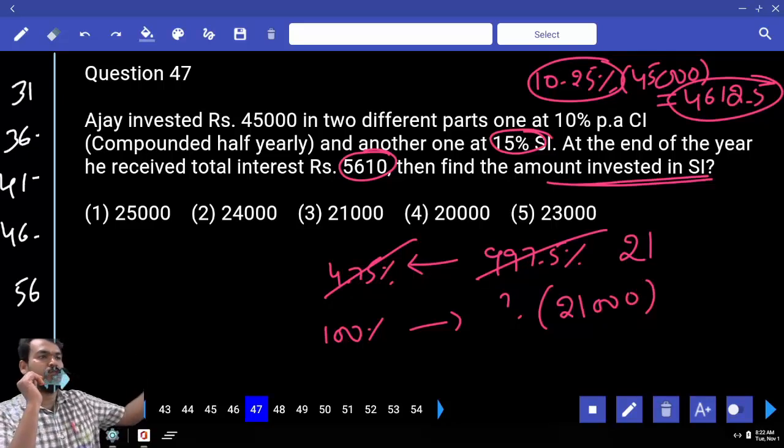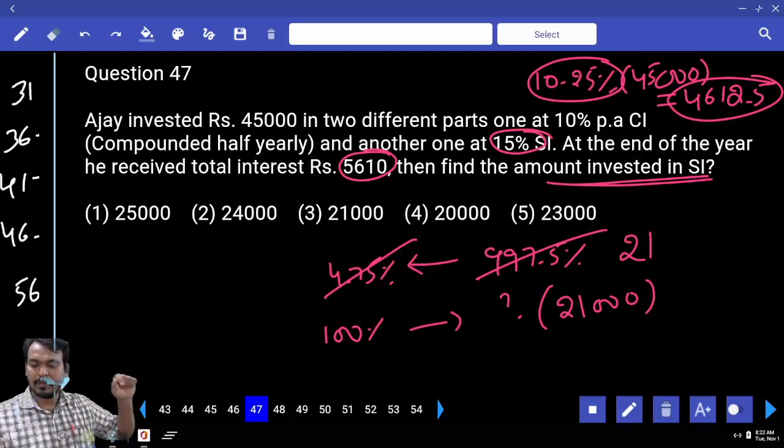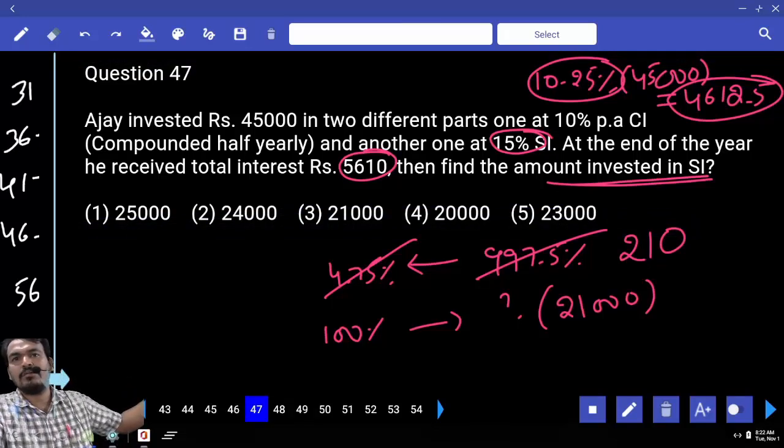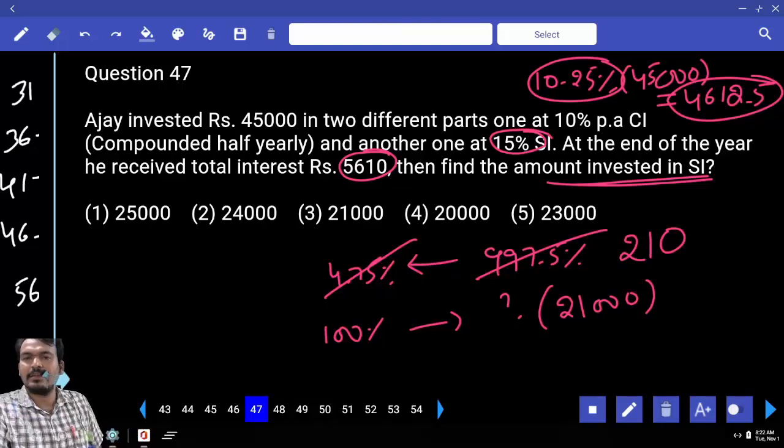Actually, the left hand side is 4.75 and the right hand side is 997.5, which means it is 210. Left hand side, how many digits after the decimal? 2 digits. But the right hand side has only 1 digit. Then do we get the right hand side as 210 or 21? 210. Then 210 into 100 is 21,000.